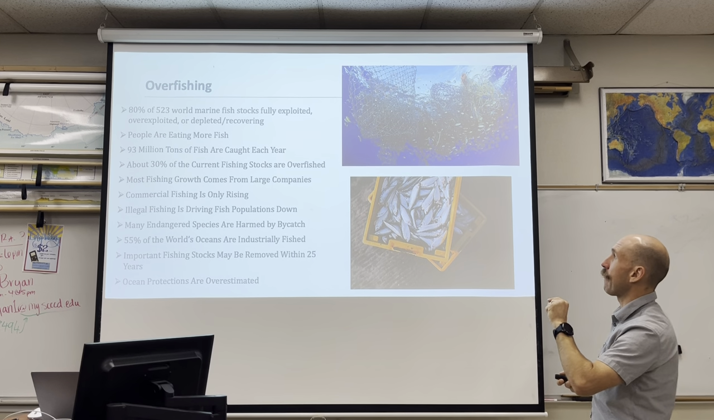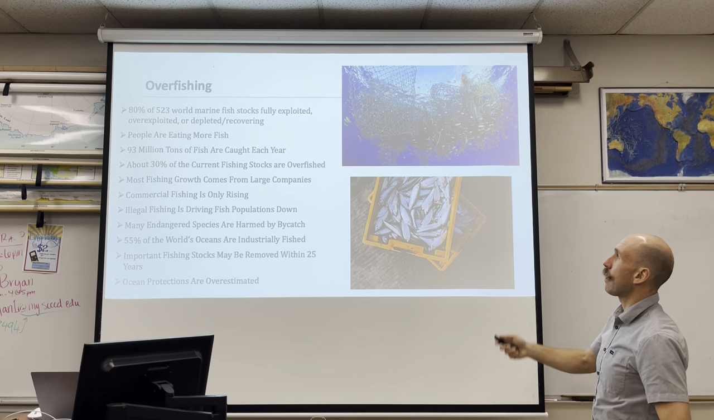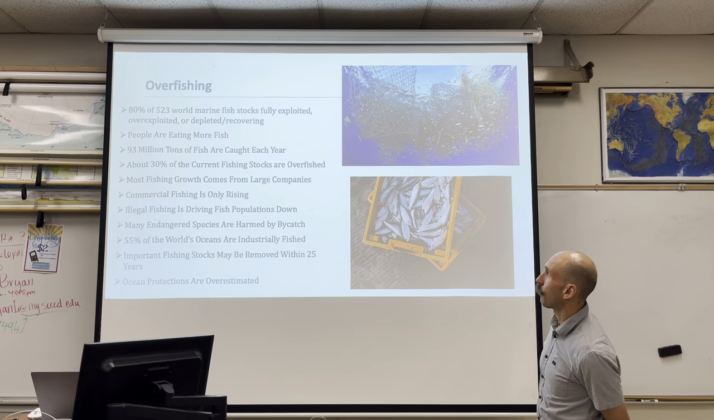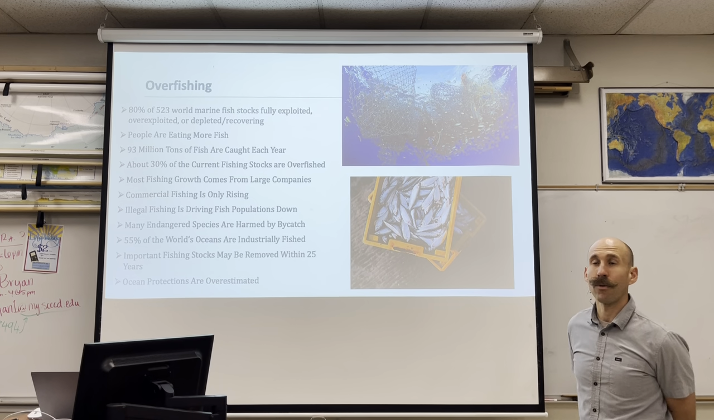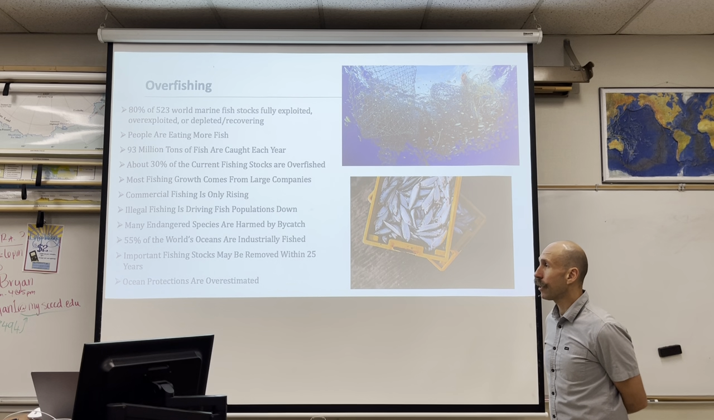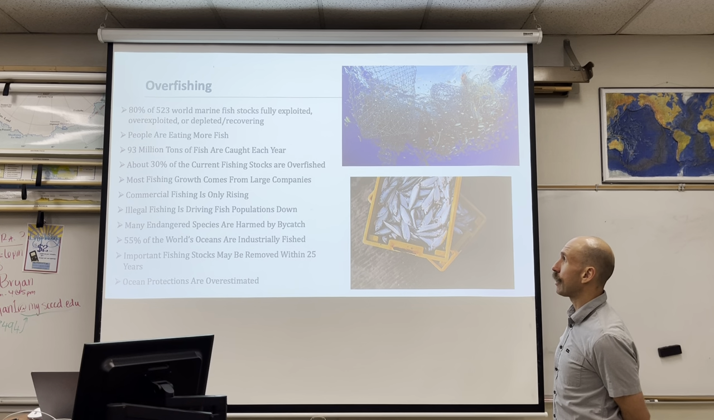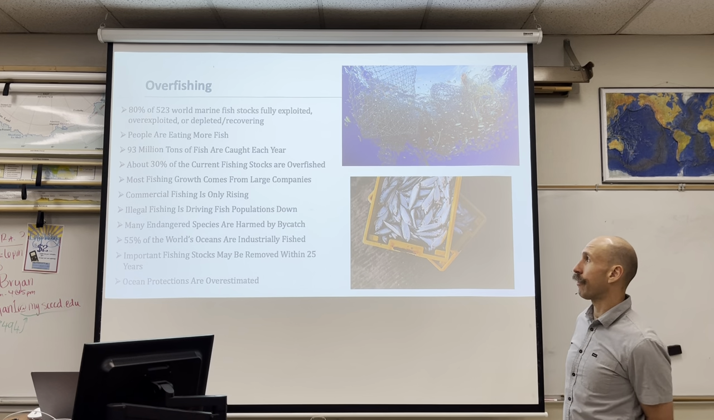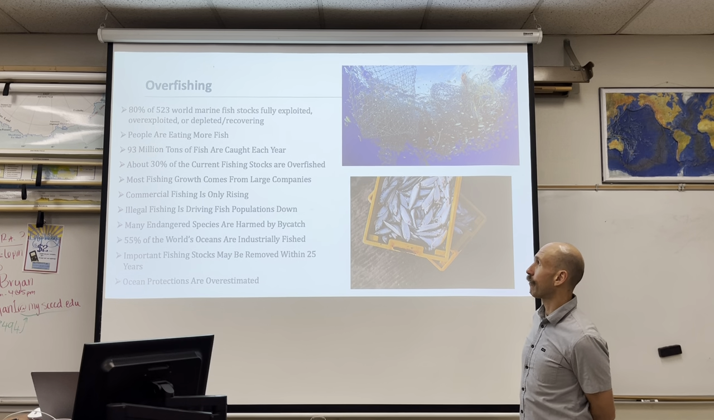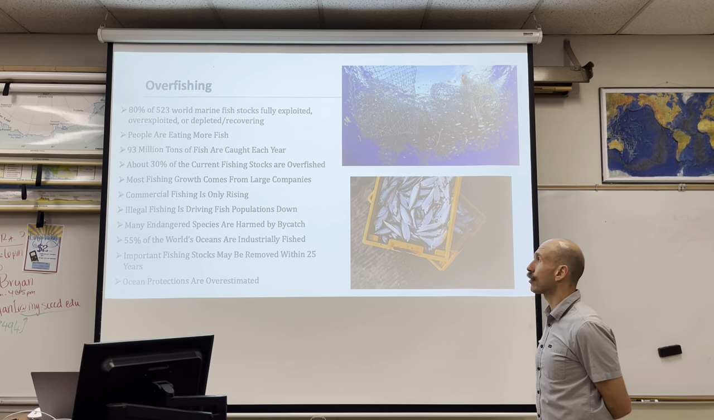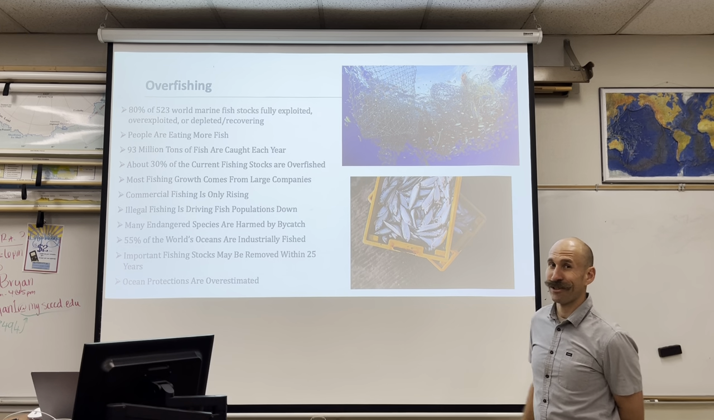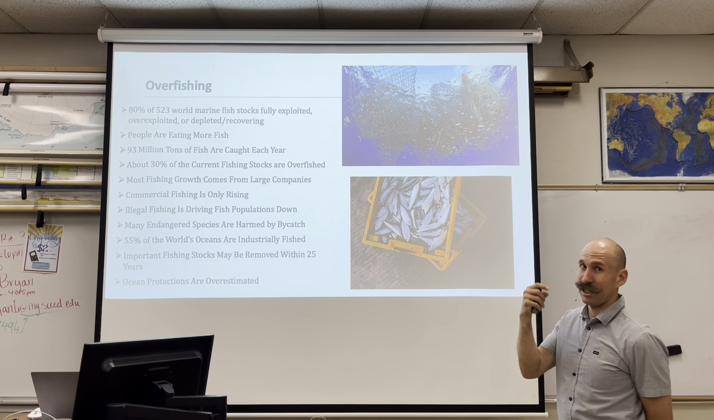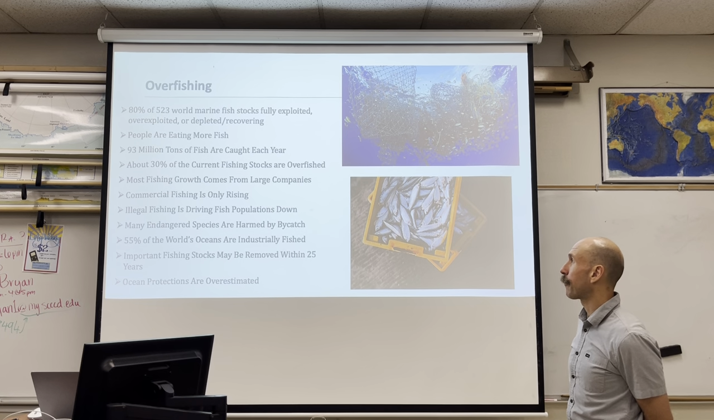Some staggering facts. 80% of 523 marine fish stocks are fully exploited, overexploited, or depleted. People are eating more fish. 93 million tons of fish are caught every year. 30% of current fishing stocks are overfished. Most fishing growth comes from large companies. This is across the board for environmentalism. That's the big companies with the largest impact.